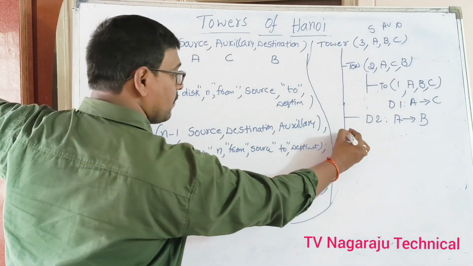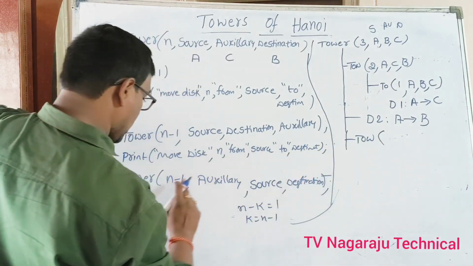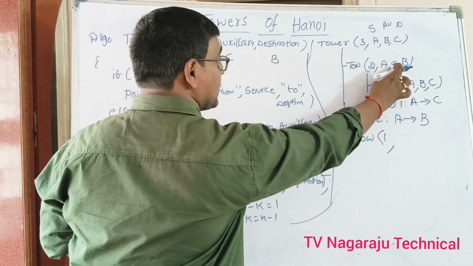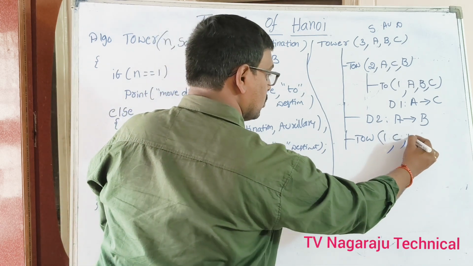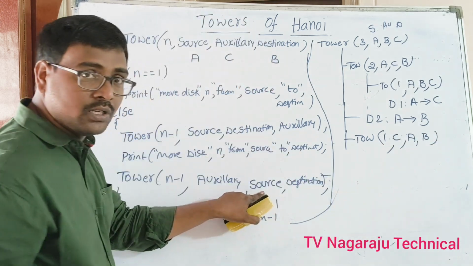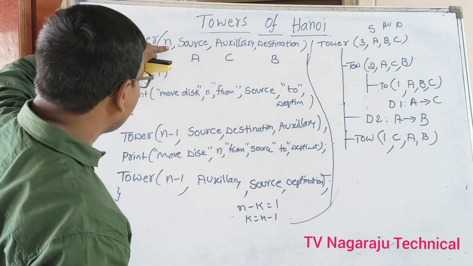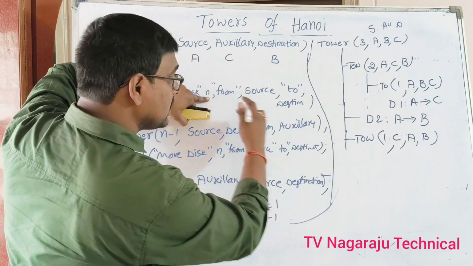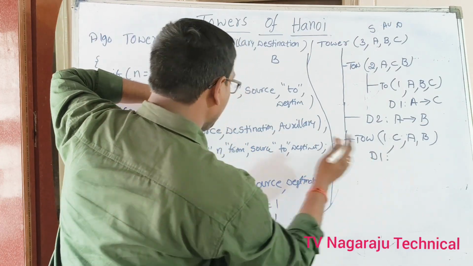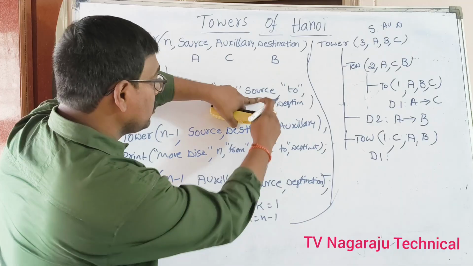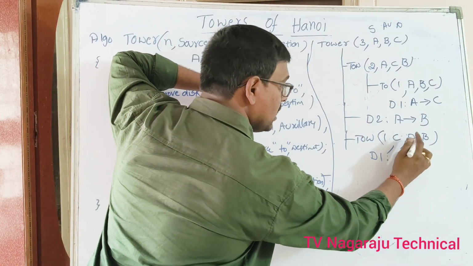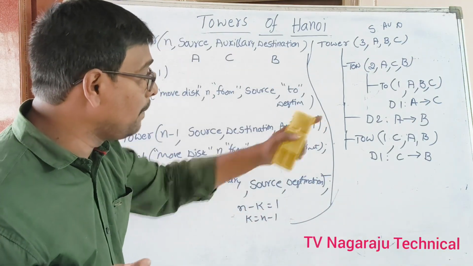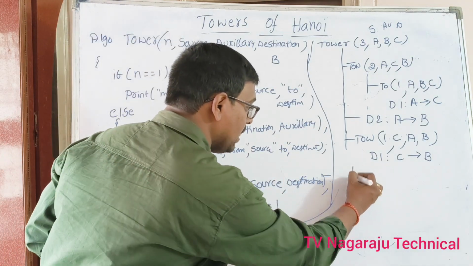Now call towers of Hanoi of n minus 1. My n value is 2, and in this the second parameter is the auxiliary, then source and destination. Again it moves to here. N value is equal to 1. Whenever n value is equal to 1, move disk number 1 from source to destination. What is source? C. What is destination? B. So C to B.